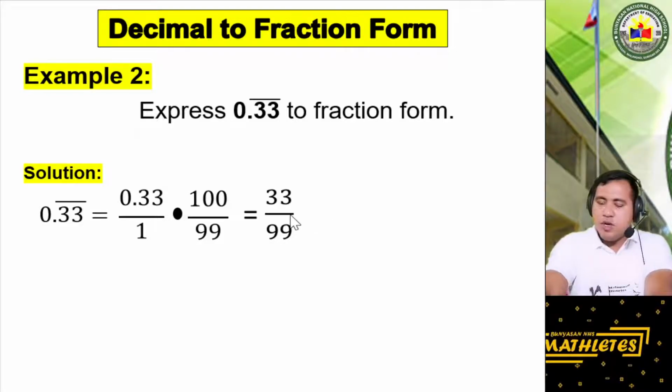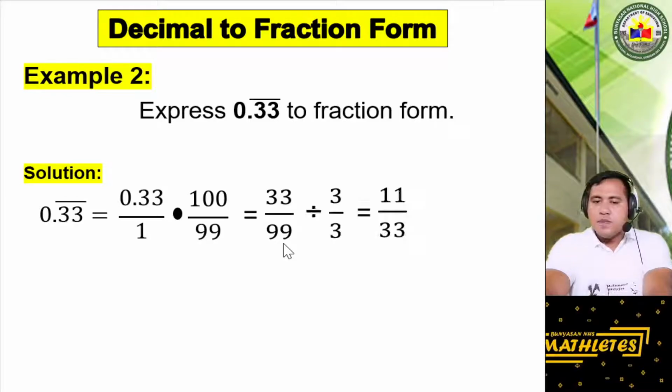So find a number that can divide both numerator and denominator to reduce it to the lowest term. For 33 over 99, what can divide them? Let's start with 3, the smaller numbers. 33 divided by 3 is equal to 11. 99 divided by 3 is equal to 33.